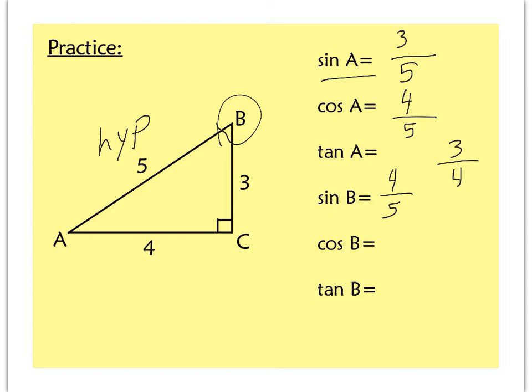Now I've got cosine of B. Again, using B as my reference angle. Cosine B: caught another hippie, C-A-H. So CAH, TOA. Caught another hippie, so adjacent side over hypotenuse. Adjacent is 3. The hypotenuse has not changed, it's 5.